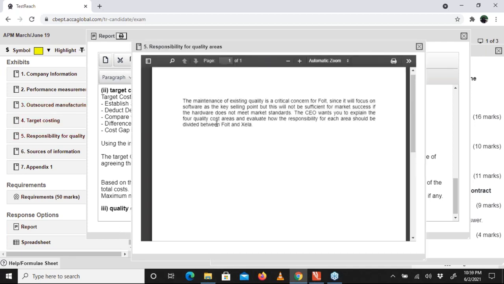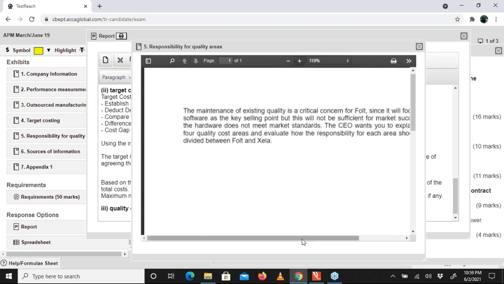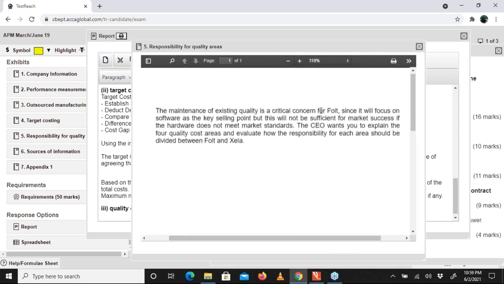What does it say with respect to quality? The maintenance of the existing quality is a critical concern for fault, since it will focus on software as the key selling point. But this will not be sufficient for market success if your hardware does not meet market standards. CEO wants you to explain the four quality cost areas and how you evaluate the responsibility of each area should be divided between fault and Zela.